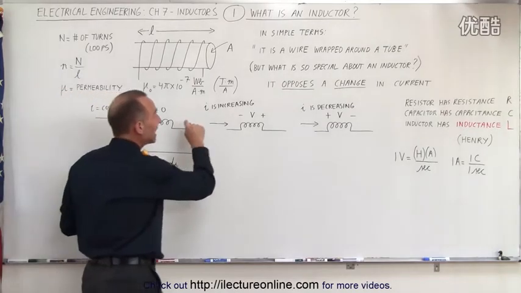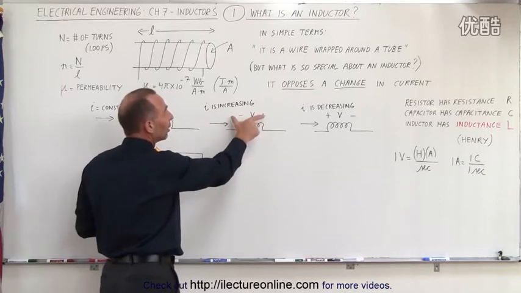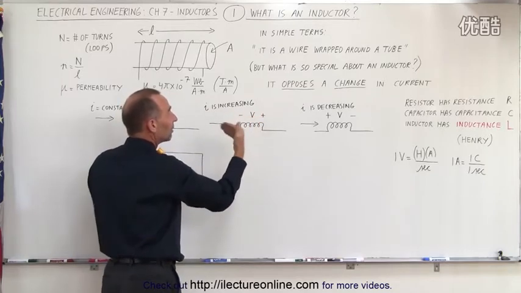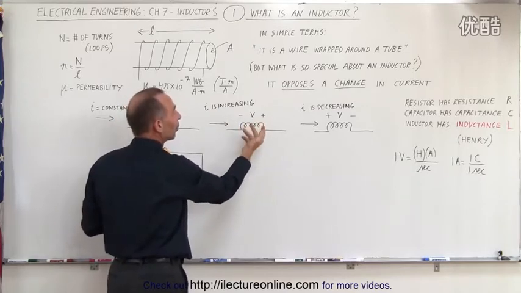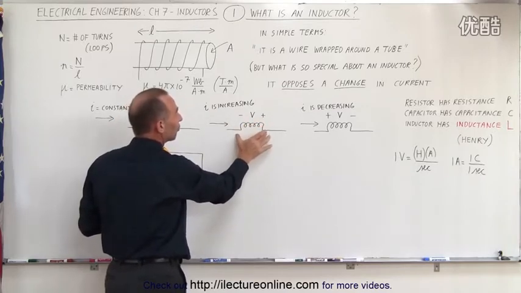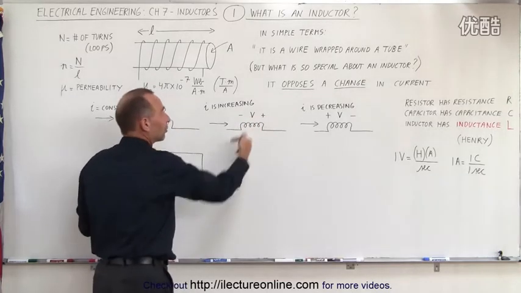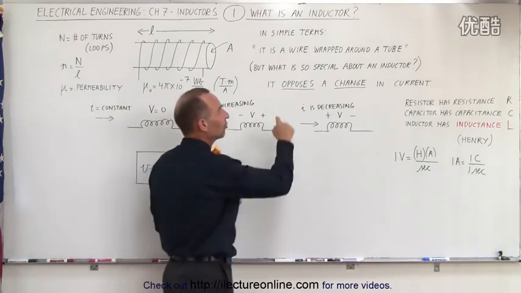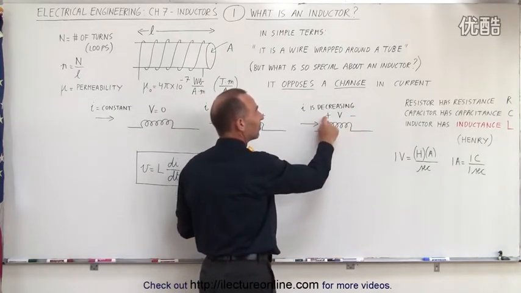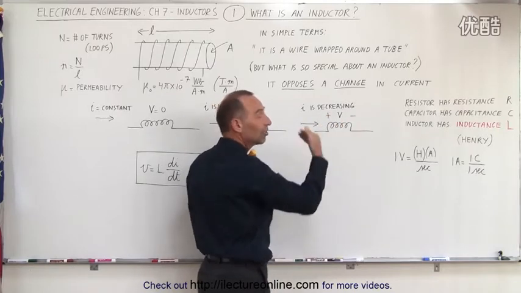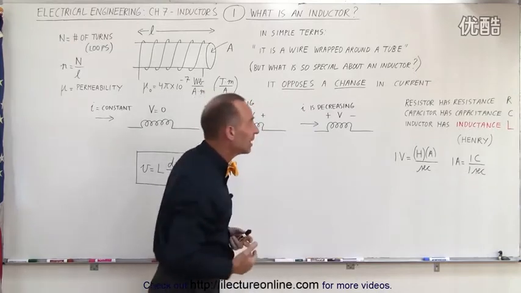However, if the current is increasing in this direction, the current is flowing in this direction, the current is increasing, the voltage across the inductor will be some value, and it will be negative on this side and positive on this side. In other words, it will set up a potential difference across the inductor that tries to oppose the increase, that tries to drive a current in the opposite direction. If the current is decreasing, then the voltage across the inductor will be like this, positive on this side, negative on this side, because it will set up a current in the same direction as the decreasing current, trying to keep it from decreasing.